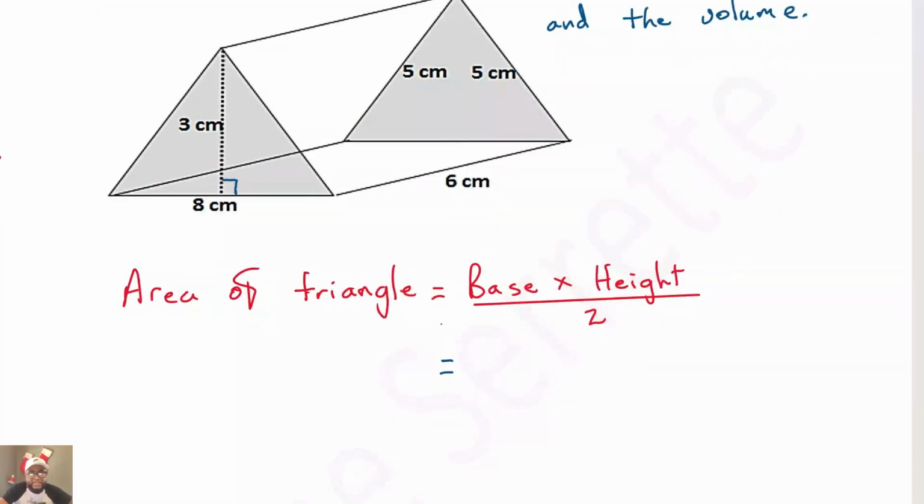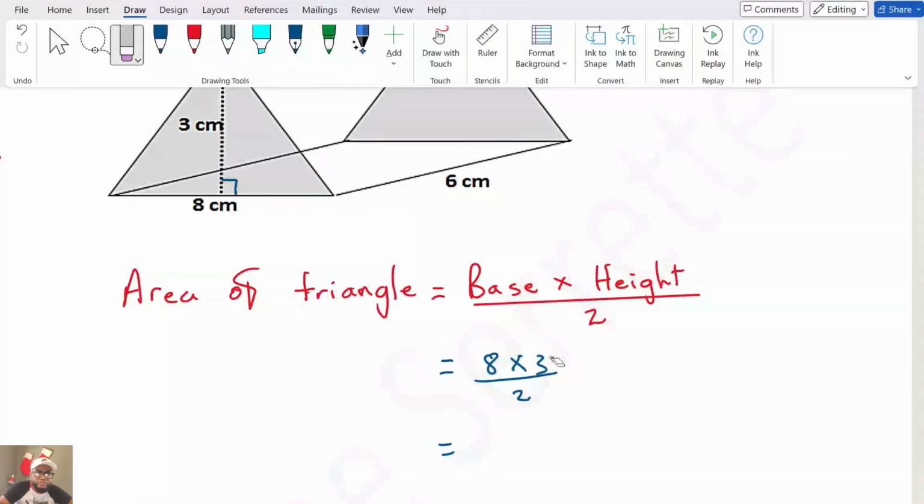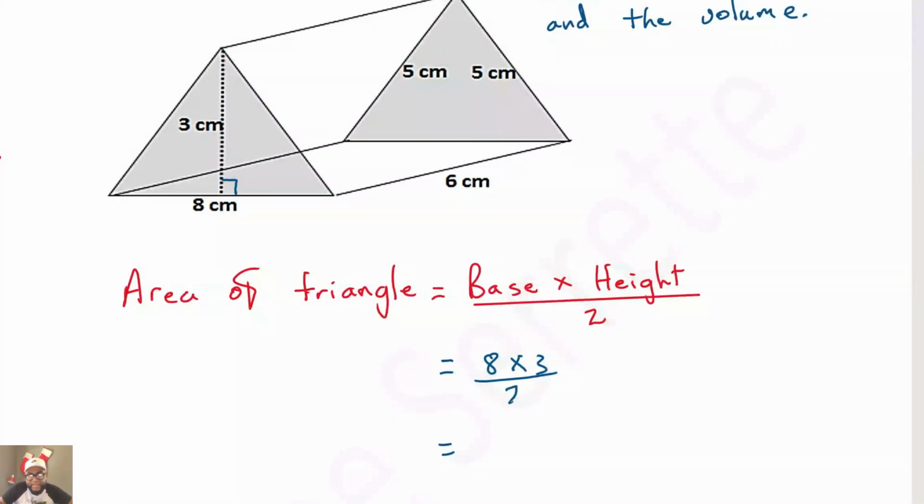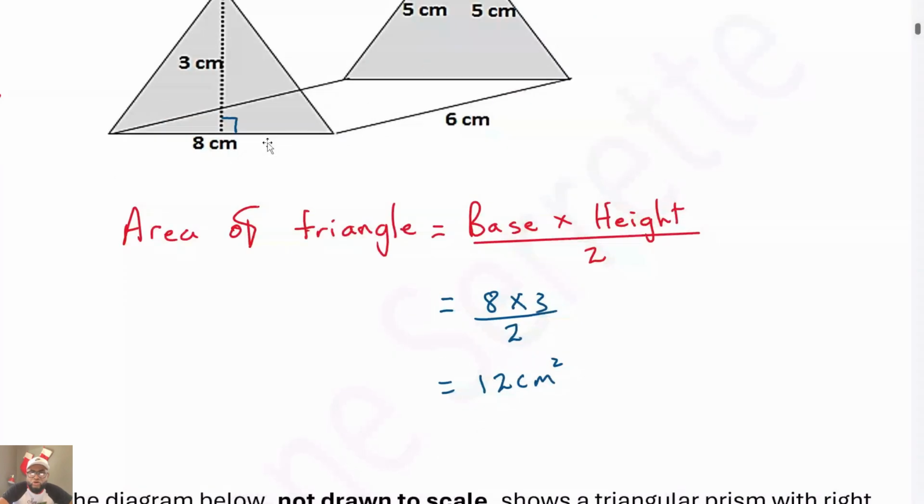So let's go. What's the base here? 8 by 3 divided by 2, which will give me 12, right? 12 is my area of one of the triangles, right? So, what's the next thing I do now? I don't know what to do now, Leo. Help me.